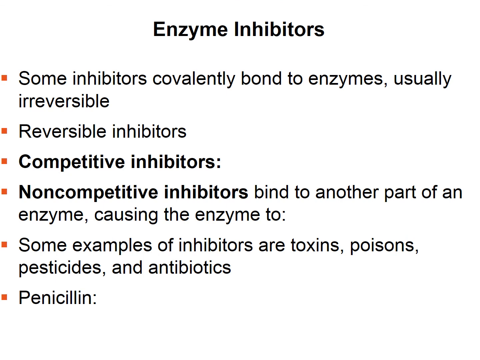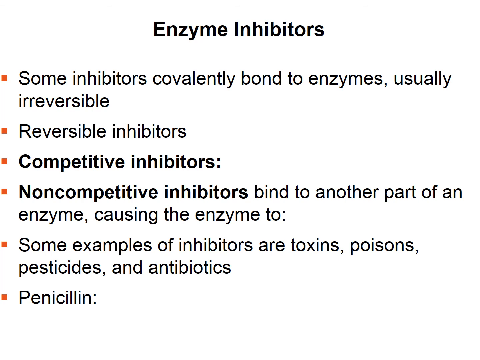There are some things that can inhibit enzymes. Some inhibitors covalently bond to enzymes and can be irreversible. However, there are also reversible inhibitors. We're going to look at two categories. One category is a competitive inhibitor. This binds to an active site of an enzyme. It's competing with the substrate for access to the active site, which is called a competitive inhibitor, and this reduces the activity of the enzyme.